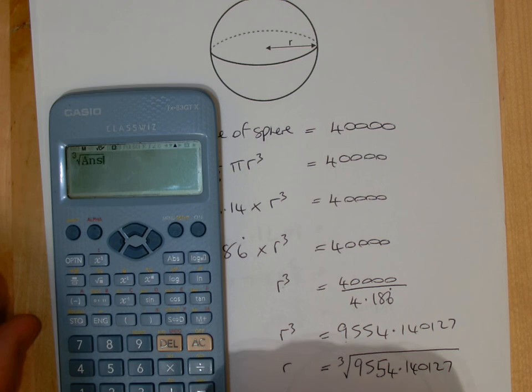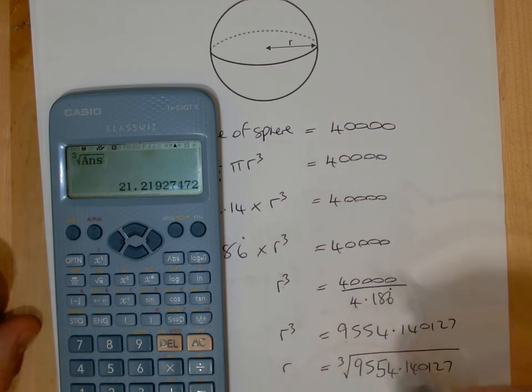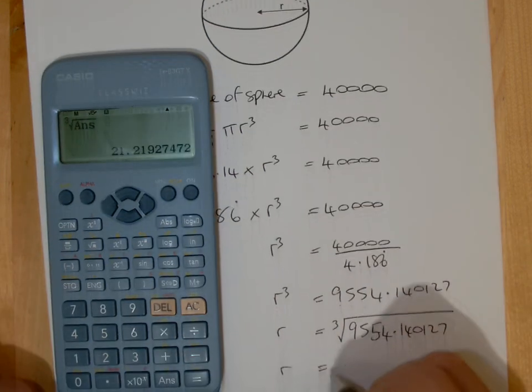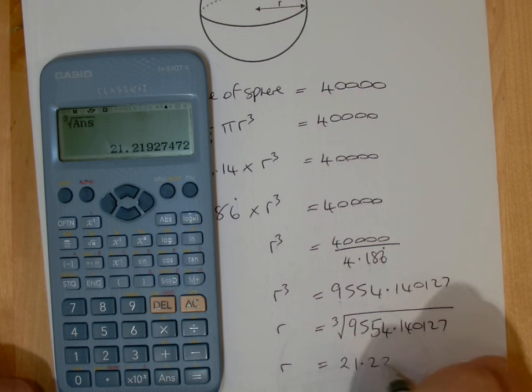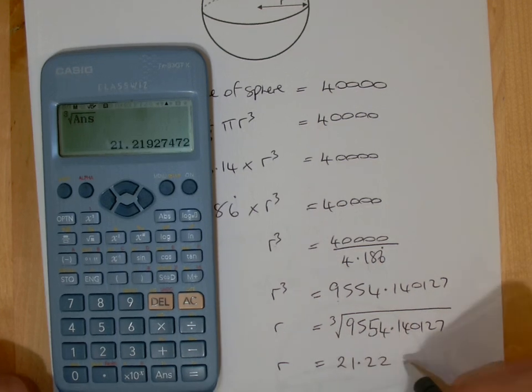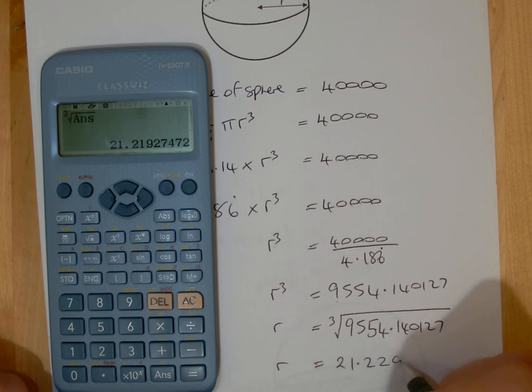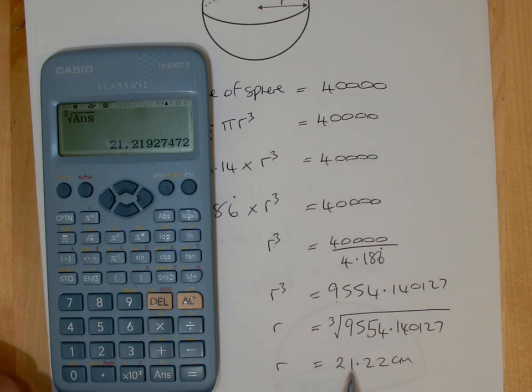Press answer equals and you get that, right? So r will equal 21.22 if you round that to 2 decimal places, and that's in centimeters. So in other words, if I times that by itself and by itself again, I get back to this situation here.